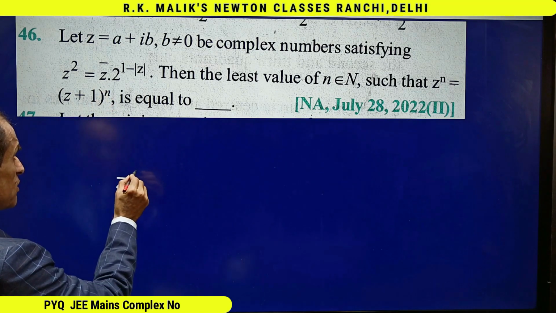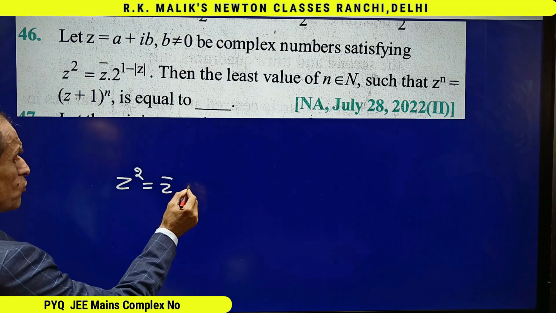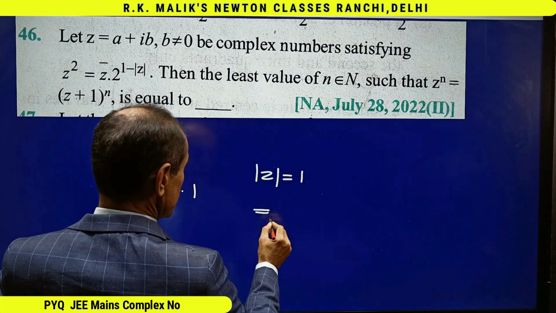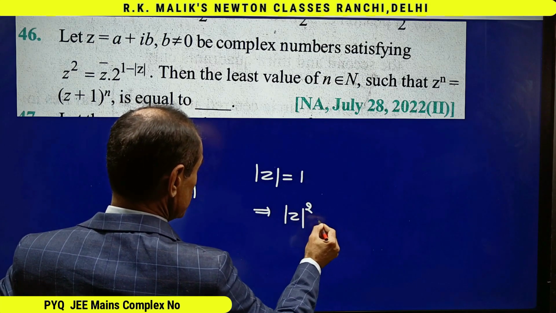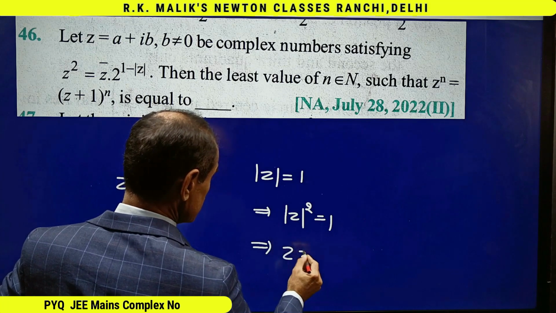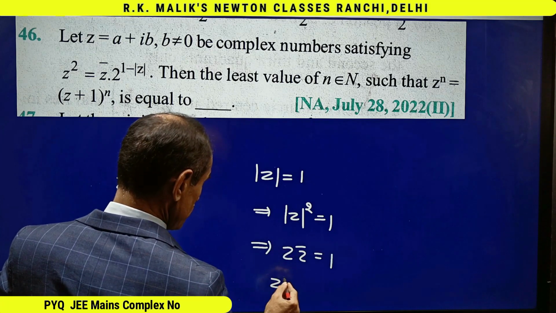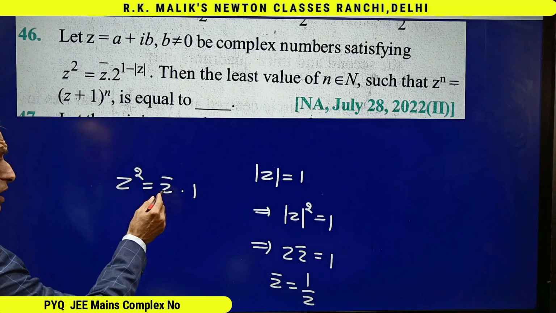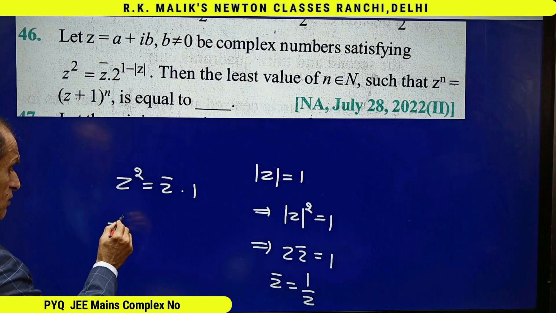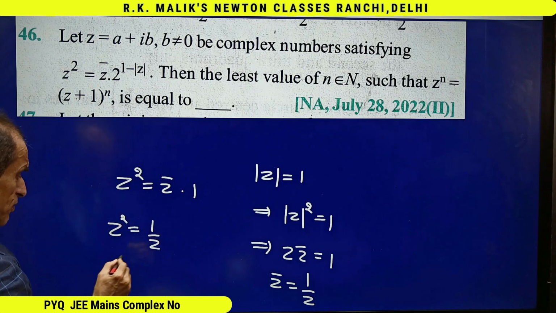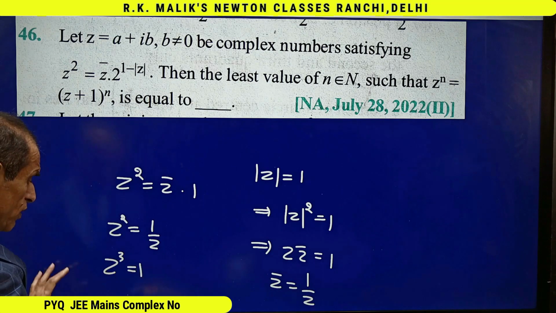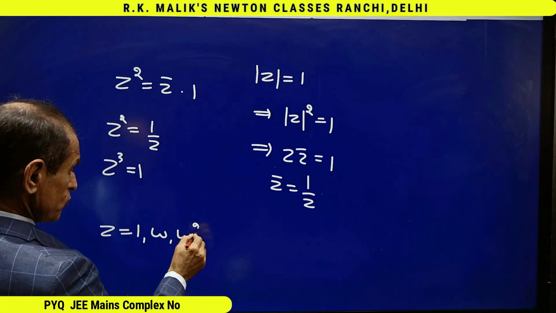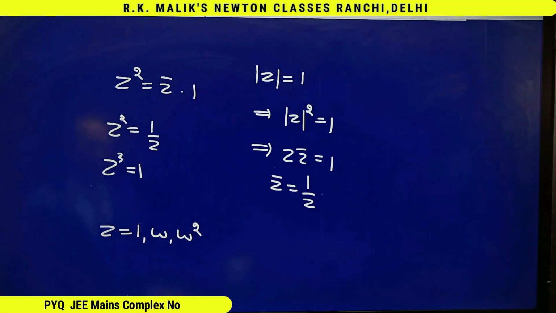Writing mod z equal to 1 in this, I get z square equal to z bar into 1. And because mod z equal to 1, this will mean that mod z square is equal to 1. This will mean that z z bar is equal to 1, so z bar equal to 1 by z. And writing z bar as 1 by z, I get z square equal to 1 by z. That is z cube equal to 1. That is, the value of z will be 1, omega, omega square. All these three complex numbers will satisfy this equation.